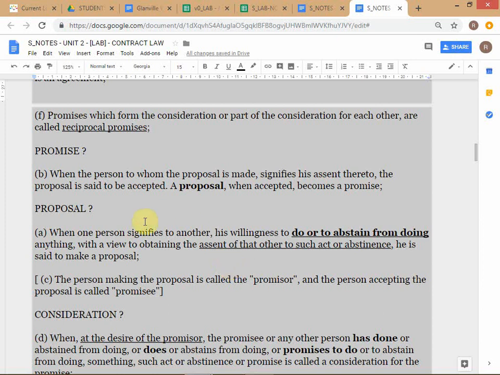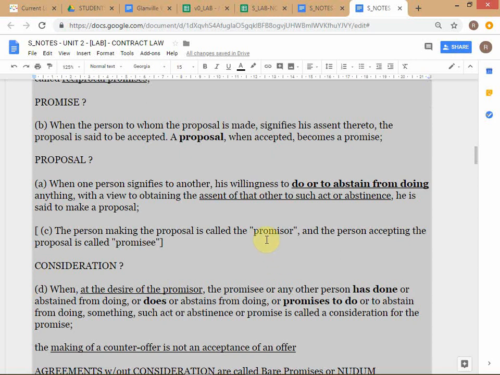Okay, so now we have defined it in terms of proposal. Proposal means I promise to do certain things or not to do certain things. For example, I promise not to invoke the guarantee. The company has given the bank a guarantee, the bank promises not to invoke the guarantee, and this becomes part of an agreement.